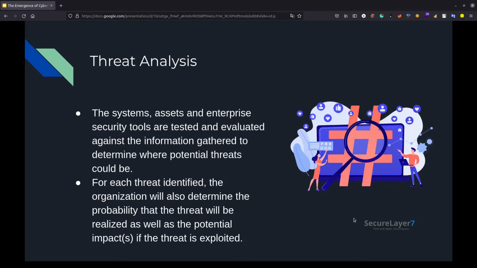The system, assets, and enterprise security tools are tested and evaluated against the information gathered to determine where potential threats could be. For each threat identified, the organization will also determine the probability that the threat will be realized, as well as potential impacts if the threat is exploited. Also, the analyst tests what has already been gathered in order to determine the extent of current exposure.